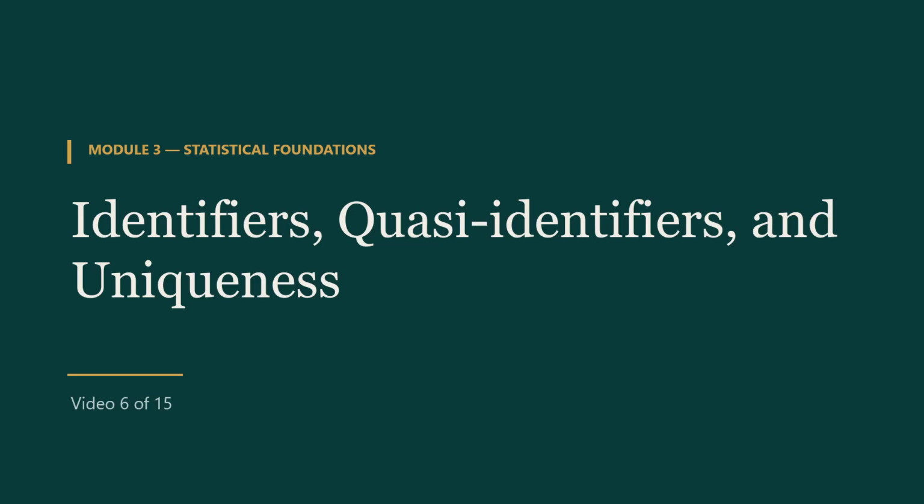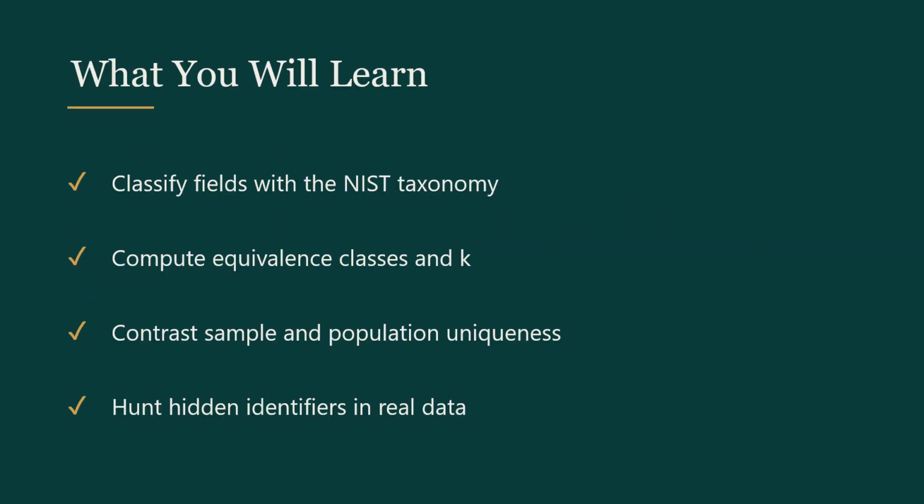fabricated patients from a fictional Springfield hospital extract. 10 rows, 8 columns, no real people. By the end of today, you will know precisely which of those 10 records could be picked out of a crowd, exactly why, and what an estimator would have to do to tell you whether that matters in the real population. 4 objectives today, and each one is a thing you will be able to do, not merely recognize.